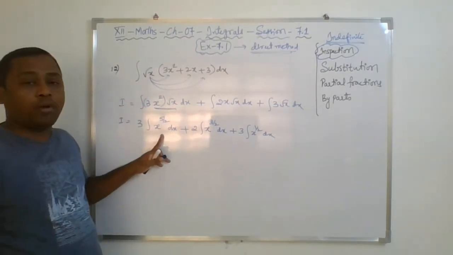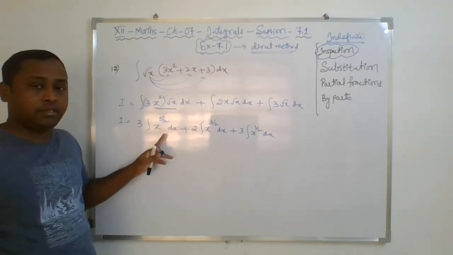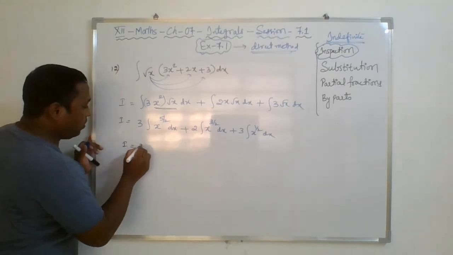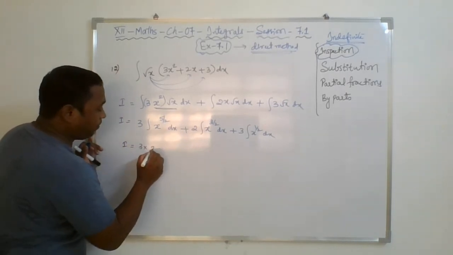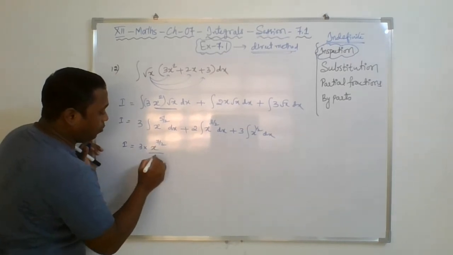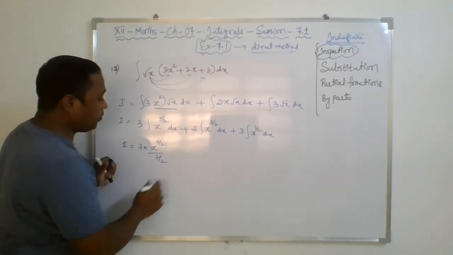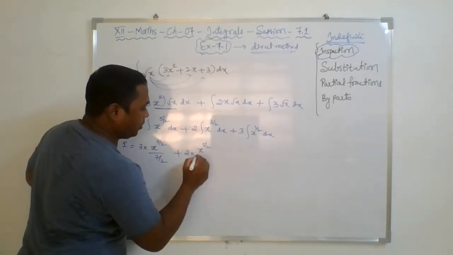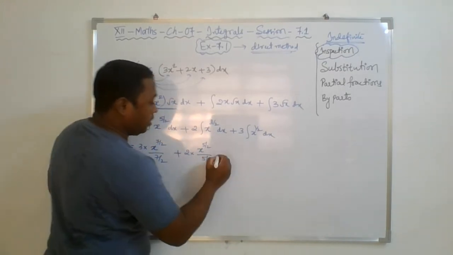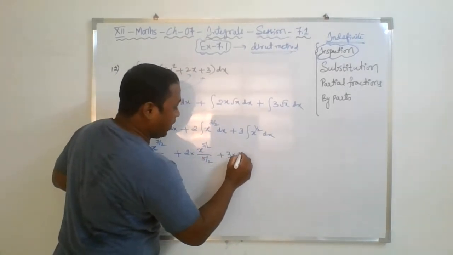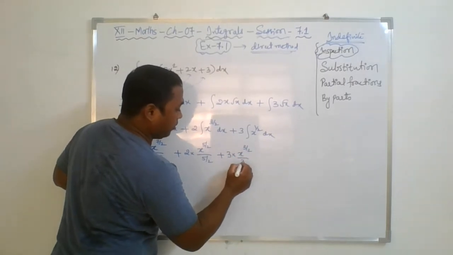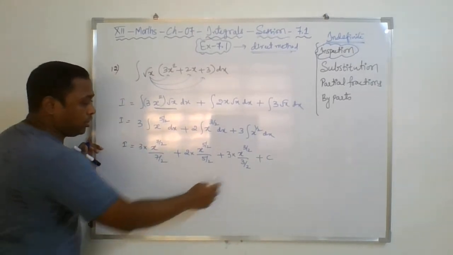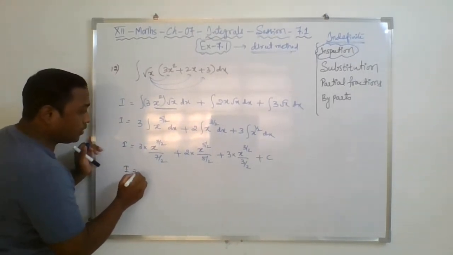Now you can use the formula of integral of x to the power of n, that is x to the power of n plus 1 by n plus 1. So if you use that, you are going to get 3 times x to the power of 7 by 2 by 7 by 2 plus 2 times x to the power of 5 by 2 by 5 by 2 plus 3 times x to the power of 3 by 2 by 3 by 2 plus c. Now when you reverse these fractions, you are going to get the final answer, right?